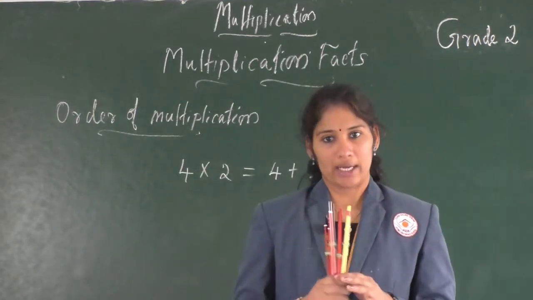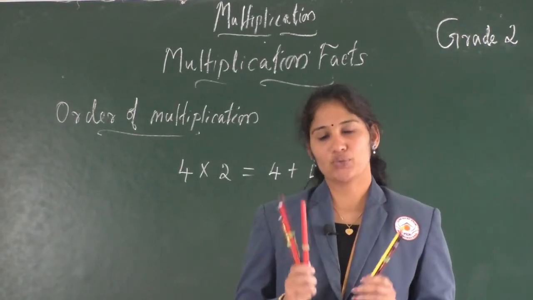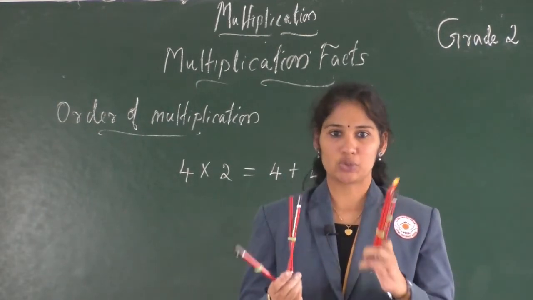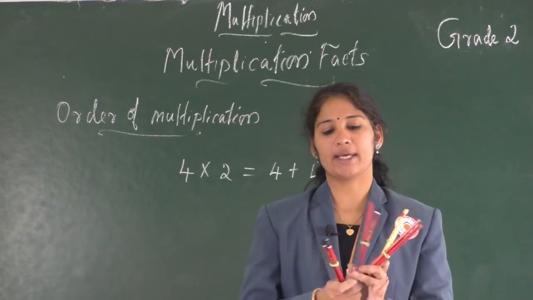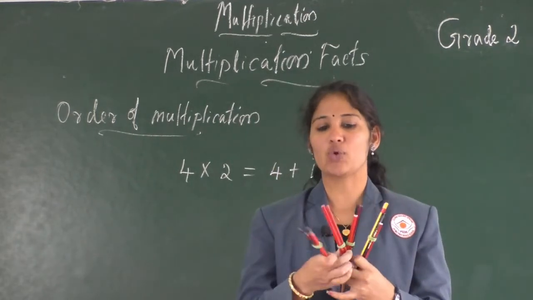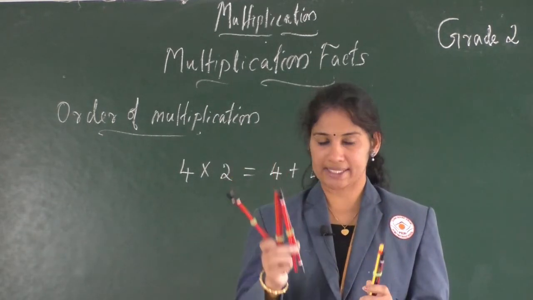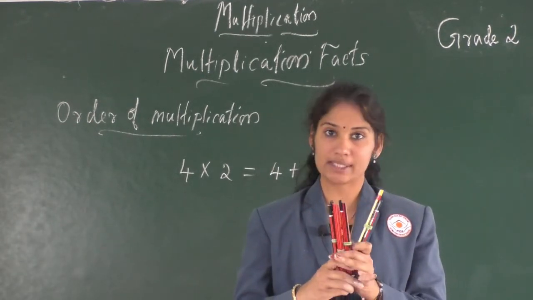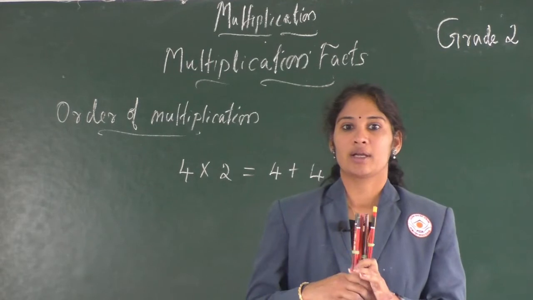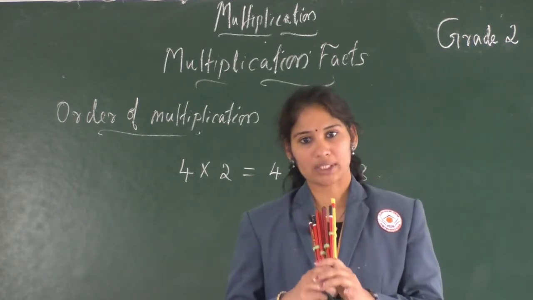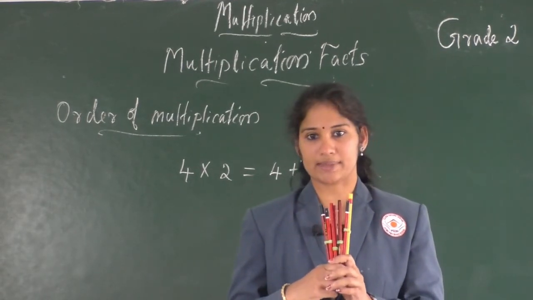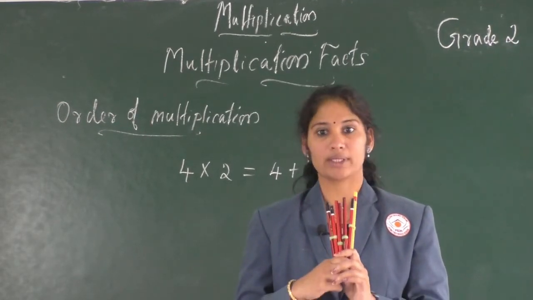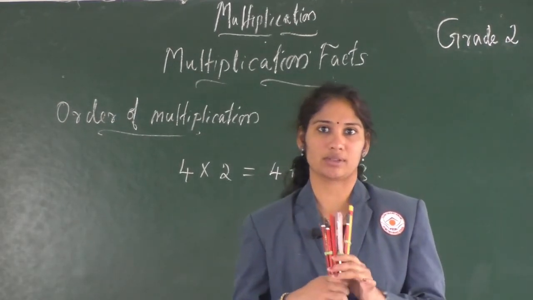Children, now I split the pencils into 4 groups of 2 pencils each. Now I have 2 pencils, 2 pencils and 2 pencils, 2. 2 plus 2, 4, 4 plus 2, 6, 6 plus 2, 8. So 2 into 4 is equal to 8. Both times we got the same number of pencils. That means 4 into 2 is equal to 2 into 4. That's the same, 8.